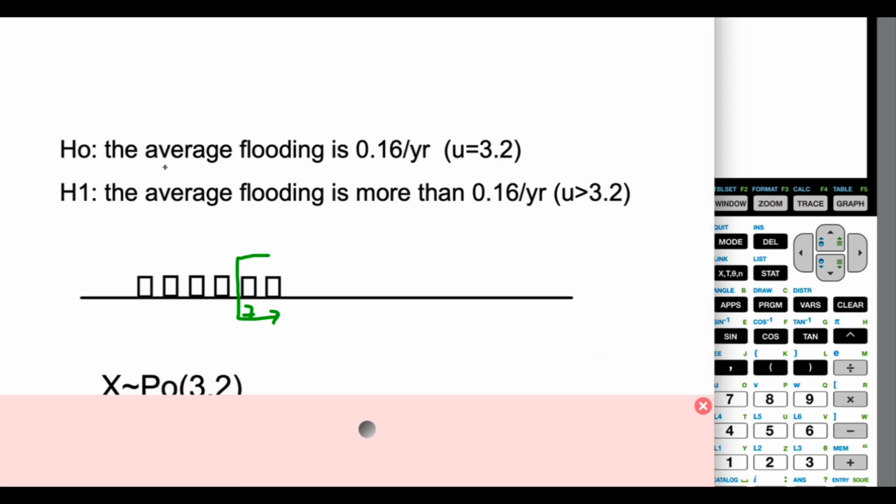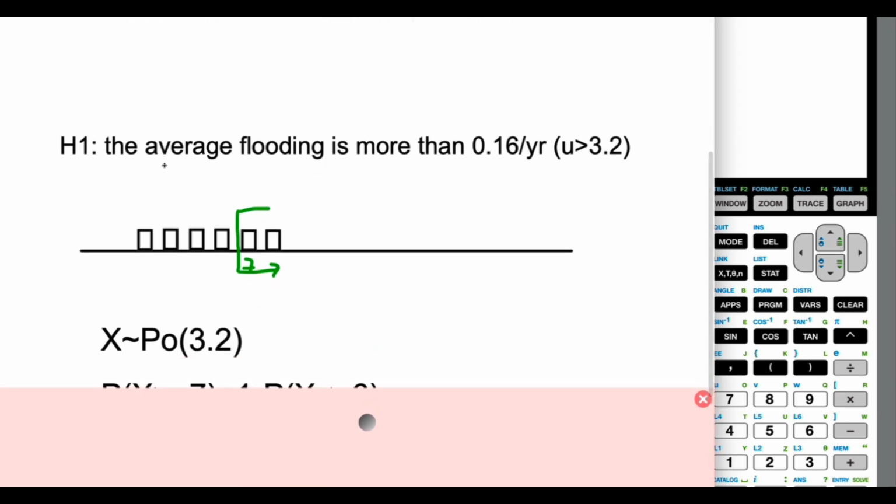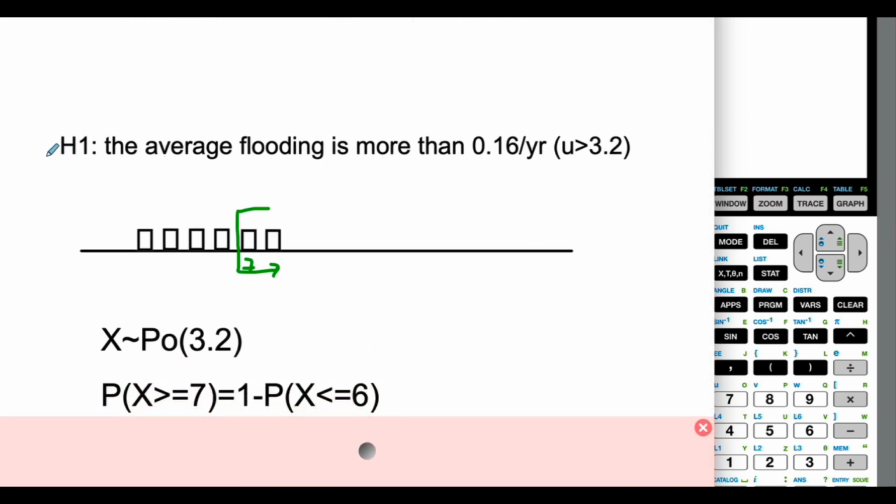And so I introduce my random variable to Poisson, 3.2, and then I'm going to find the probability that x is bigger than or equal to 7, so all this green region. But I have to recognize that my calculator doesn't do it. So I have to consider all this, because I know this green region here, all that goes all the way off to infinity.